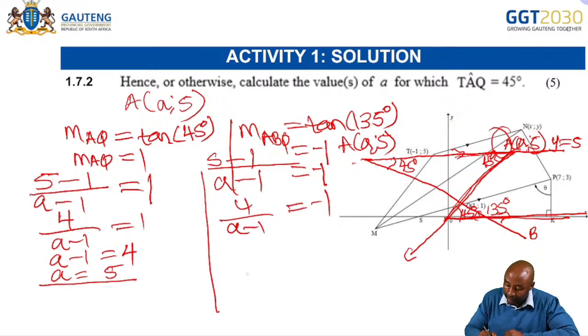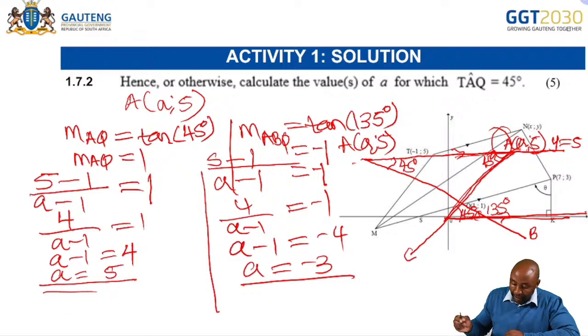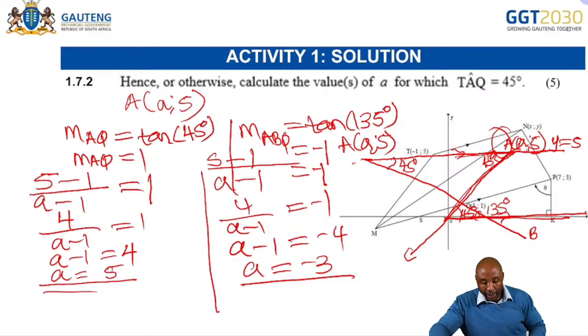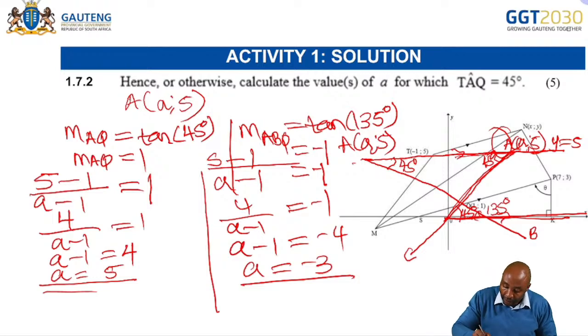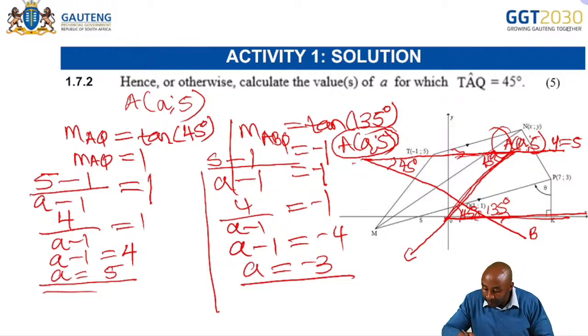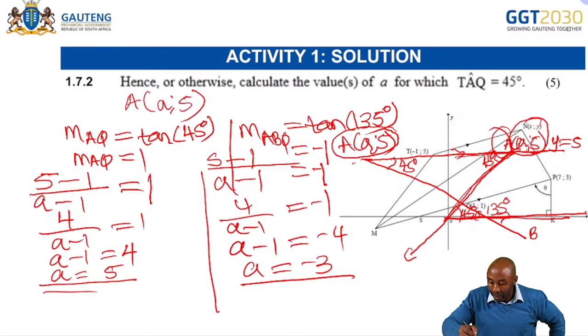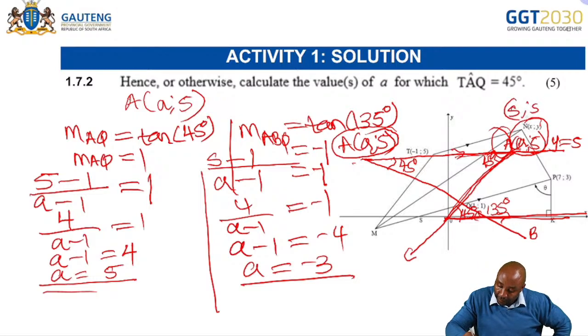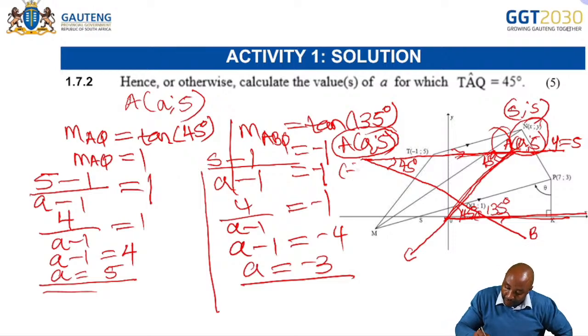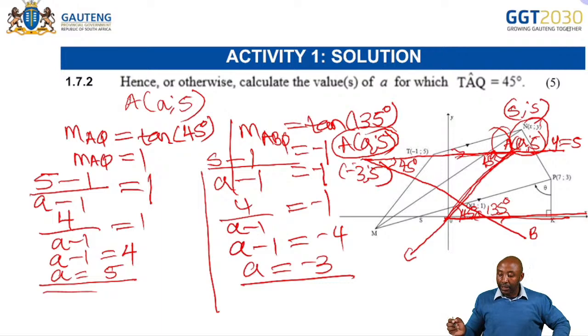And this will give me my answer as A minus 1 is the same as negative 4. And then from there on, my A becomes negative 3. So I've managed to get the values of A as negative 3 and 5. The negative 3 is the one that will be in quadrant 2, and the value of A as 5 will be in quadrant 1. So I'll have 5 and 5, and on this side I'll have negative 3 and 5 as the coordinates of that particular point A.